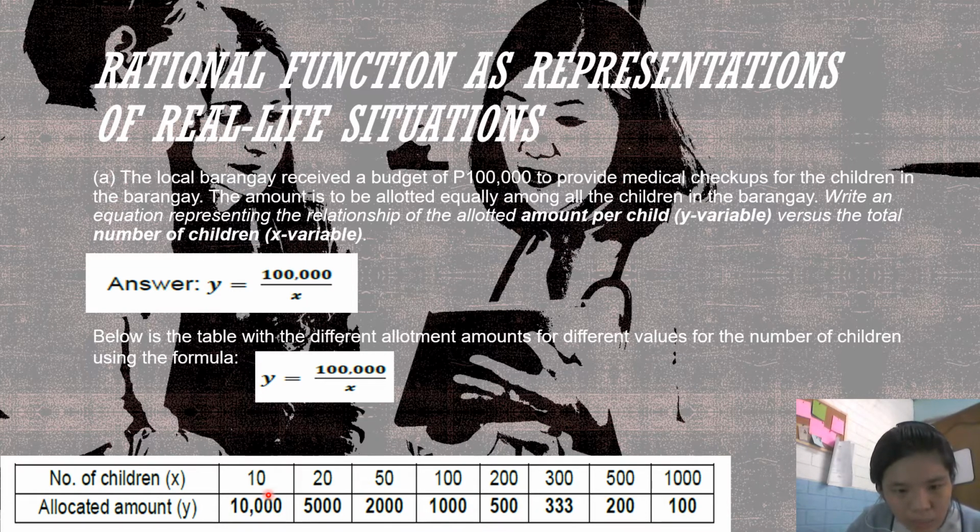So, paano natin nakuha to? Pwede nating i-substitute lang yung x para makuha natin yung value ng y. So, 100,000 divided by 10, that is 10,000. 100,000 divided by 20, that is 5,000. 100,000 divided by 50, kung 50 yung children, that is 2,000. Meaning, kung 50 yung children, makukuha nila is 2,000 per head. So, that's the representation in real-life situation naman ng rational function.